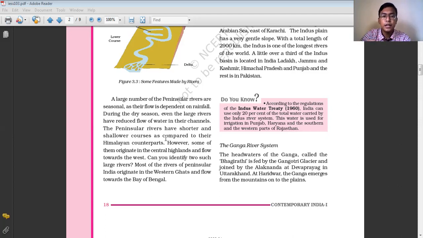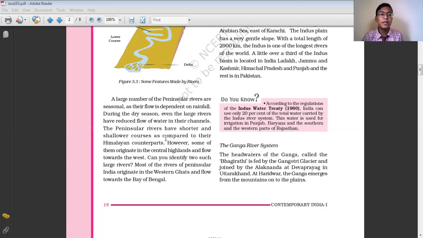But the other peninsular rivers, which originate in the Deccan Plateau region, flow towards the east. That means they drain into the Bay of Bengal. This is because they originate from the Western Ghats, and as discussed earlier in chapter 2, the Western Ghats are higher in elevation as compared to the Eastern Ghats. So the rivers originating in the Western Ghats flow from the west towards the east and drain into the Bay of Bengal.